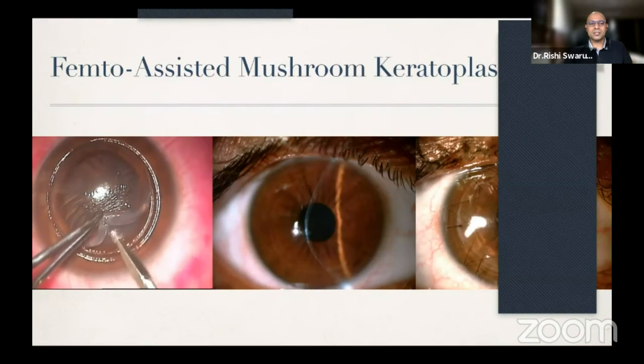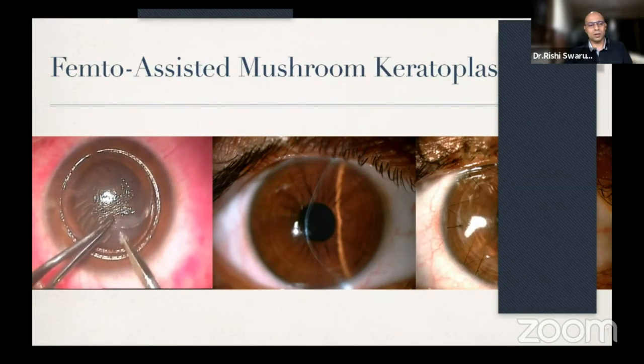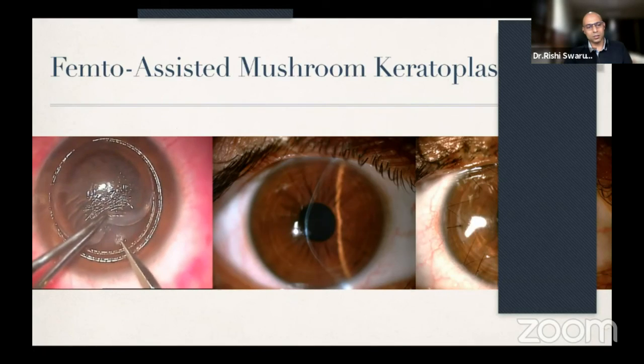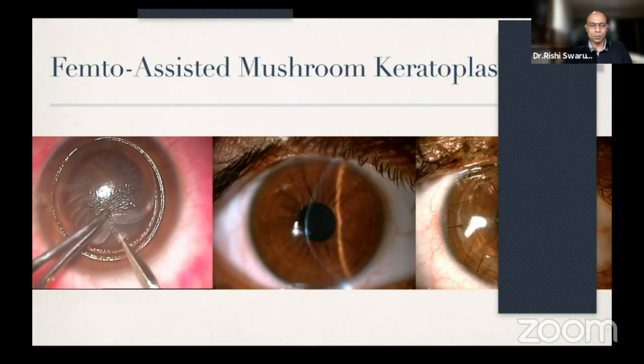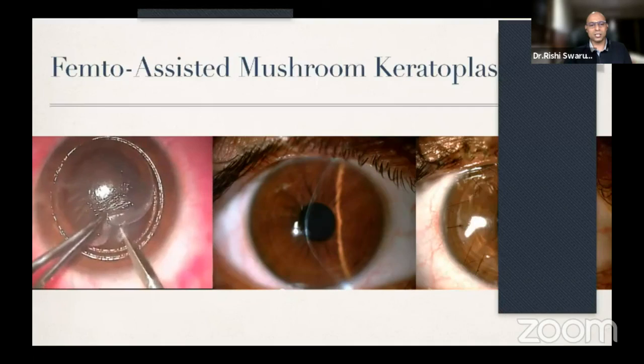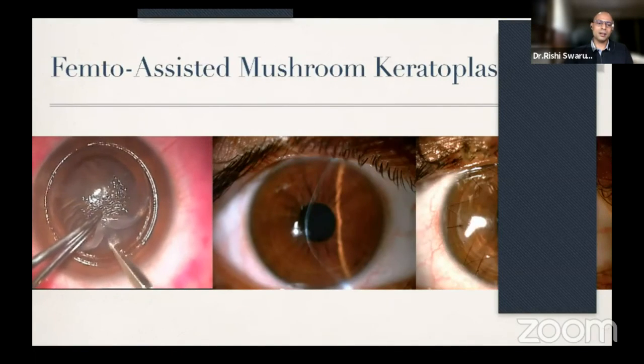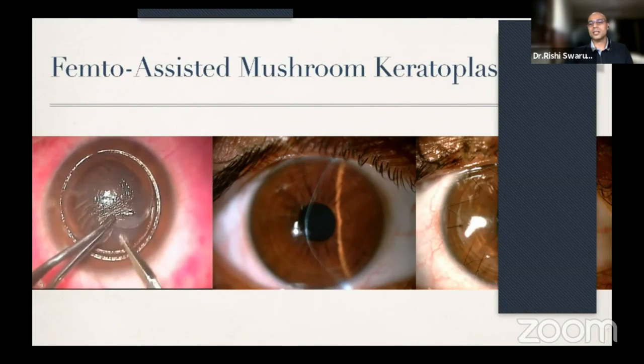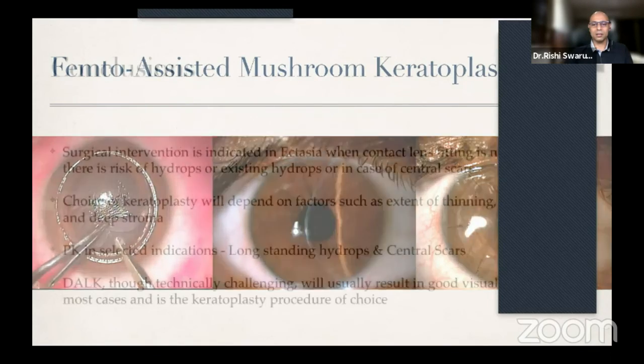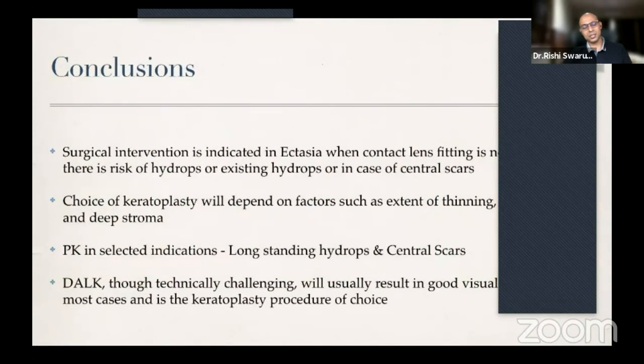Femto-assisted grafts are a very, very useful thing in keratoconus. And here I'm doing a femto deep lamellar keratoplasty. So you can see a mushroom configuration has been done. And you can see that on the right, we got a very good, well-apposed graft. And this patient did very well.